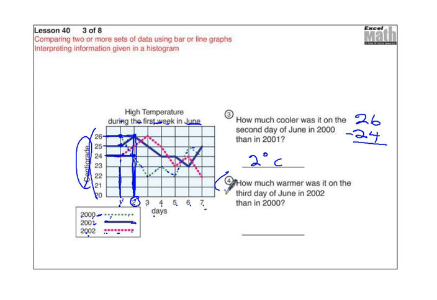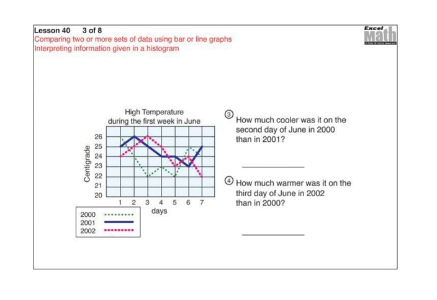All right, I'm going to go ahead and clear everything off of here. So hopefully you have that. You can back up the video if you don't have it, so we can have a nice clean board. It says, how much warmer was it on the 3rd day of June in 2002 than in 2000? Here's the 3rd day of June, and in 2002, that's the big dotted line. That would put us here, 26 degrees.